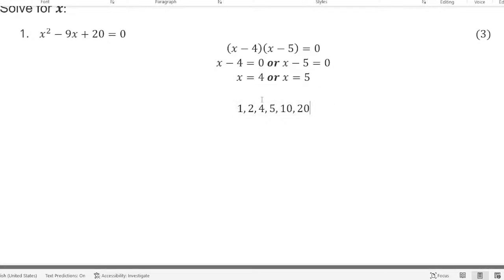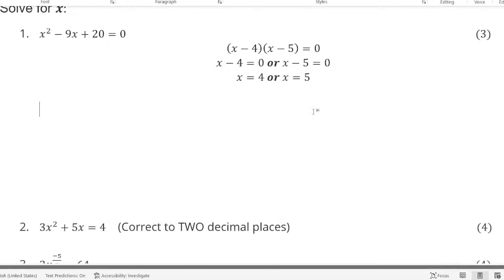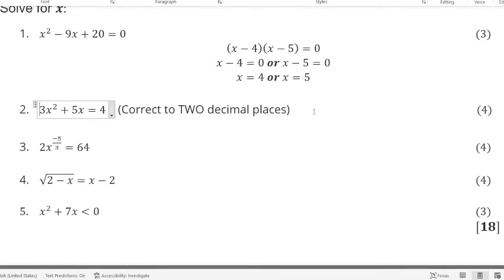Perfect. Now let's move to the next question. Number 2. Number 2, here we are guided.